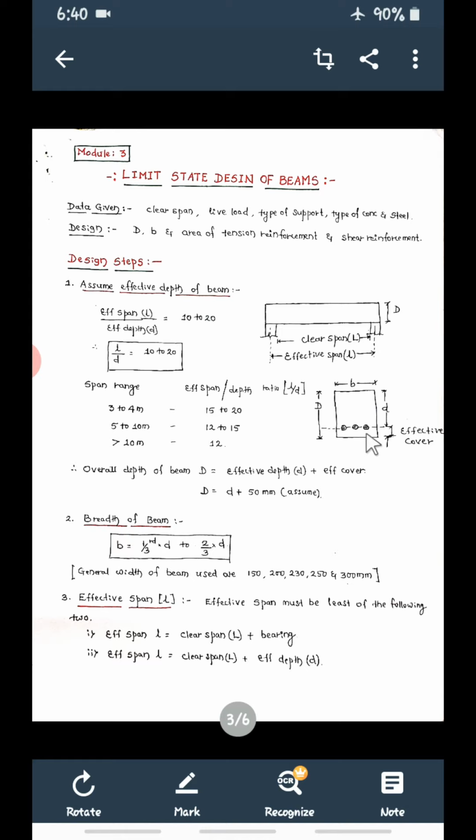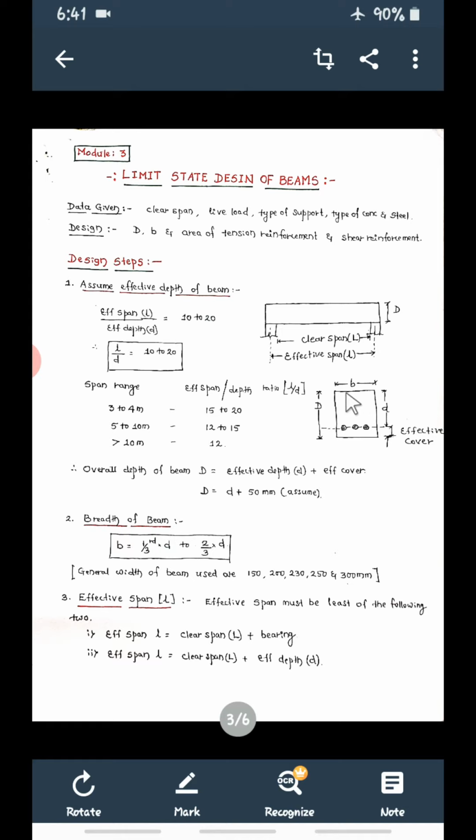Clear cover means from the bottom to the bottom of the steel. Clear cover plus half the bar diameter will give the effective cover. So in general, capital D is equal to small d plus 50 mm, which we have to assume. So from this we get, in the first step, small d and capital D. So this is the first step: depending upon the span length, we assume the L by D ratio, calculate small d, calculate capital D. Then the second step: now you have to calculate the width of the beam.